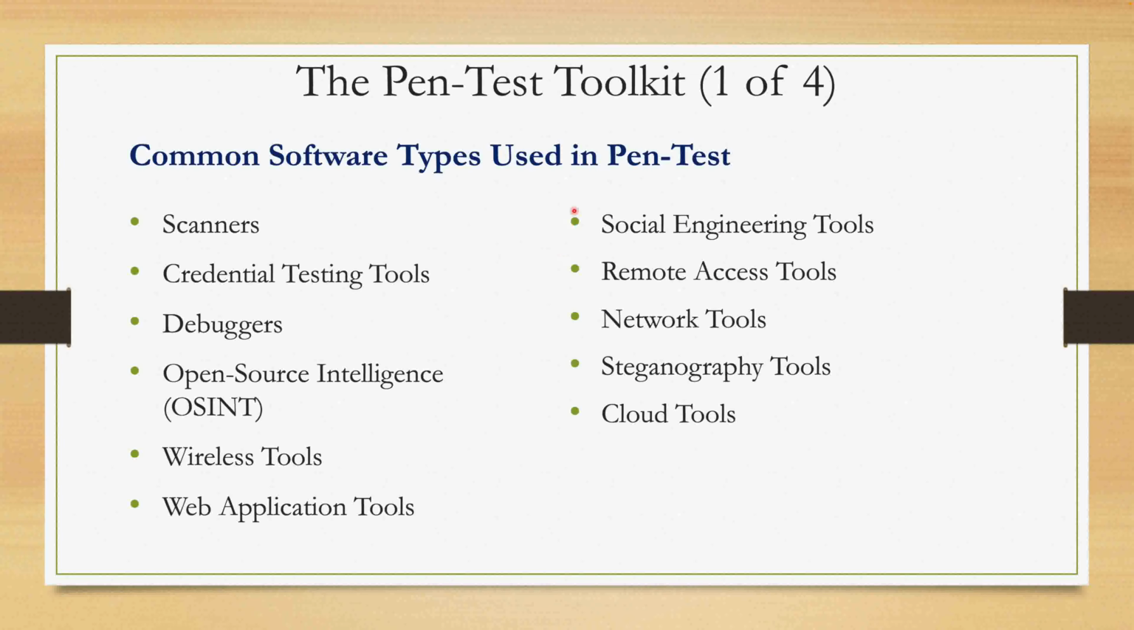Now, toolkits: there are plenty of toolkits out there. You have common software types used in pen testing. You've got scanners, credential testing tools, debuggers, open source intelligence, wireless tools, web application tools, social engineering tools, remote access tools, network tools, steganography tools, cloud tools. So there are many, many different types of tools out there that you need to become familiar with if you want to work in a pen testing environment.